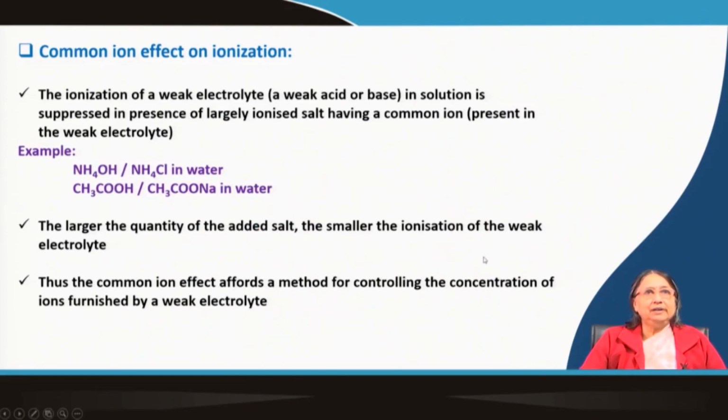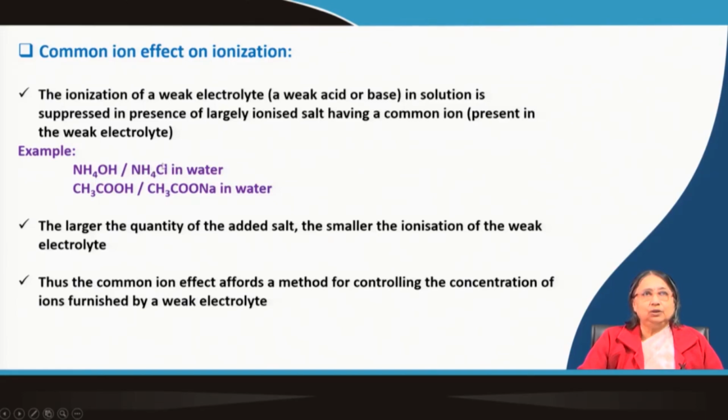Now, common ion effect on ionization. This is a general thing, but we have seen it in buffers also: ammonium hydroxide and ammonium chloride buffer, or acetic acid and acetate ion buffer. So, what is happening here? The ionization of a weak electrolyte, a weak acid or a base, in this case ammonium hydroxide, in this case acetic acid, in solution is suppressed in the presence of a largely ionized salt having a common ion. That means, in this case, if we add ammonium chloride, then this is the common ion.